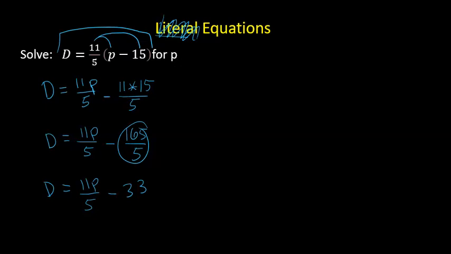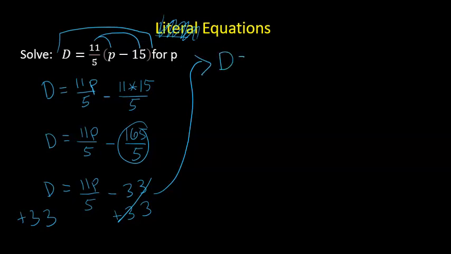Because I have to get p by itself. Let's see. Getting p by itself, we're going to go ahead and add 33 to both sides. So it gives me d equals, oh, it's not d equals, it's d plus 33. Right here, we move it to the back. Equals 11p over 5.